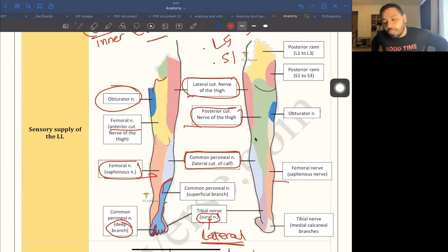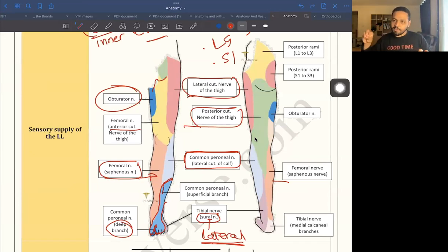Sorry, everybody. So again, we have the thigh and the leg. The thigh from the front is the anterior cutaneous nerve of the thigh, from the lateral side the lateral cutaneous nerve of the thigh, from the posterior the posterior cutaneous nerve of the thigh, and from the medial side the obturator nerve. And for your leg, think about the common peroneal nerve, saphenous nerve, and sural nerve.